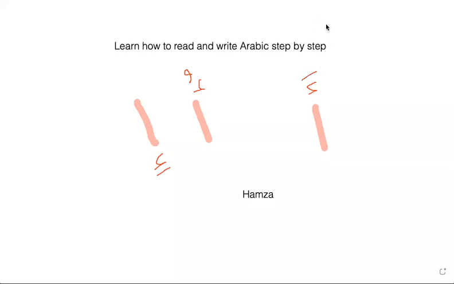I'm going to just clear everything. So we have so far Alif, Ba, the set of Ba, Ta and Tha, and Jim, and Kha. Good job. We have seven of them so far. I'm going to write some short words.